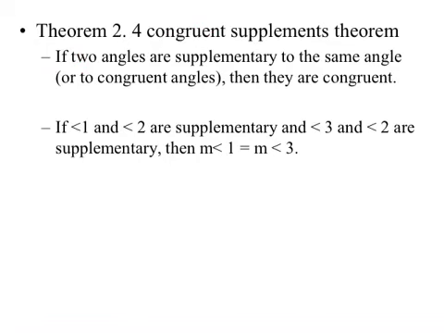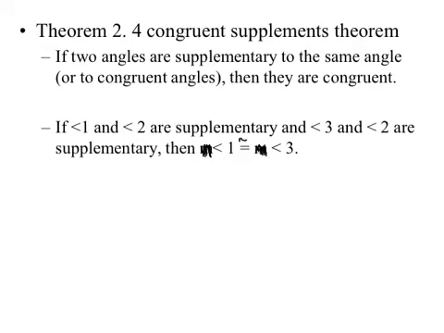And that's it. Next theorem, Theorem 2.4, Congruent Supplements Theorem. It says that if two angles are supplementary to the same angle, or to congruent angles, then they are congruent. If angle 1 and angle 2 are supplementary, and angle 3 and angle 2 are supplementary, then angle 1 is congruent to angle 3.